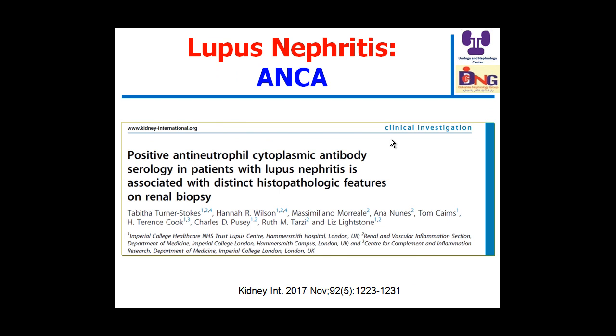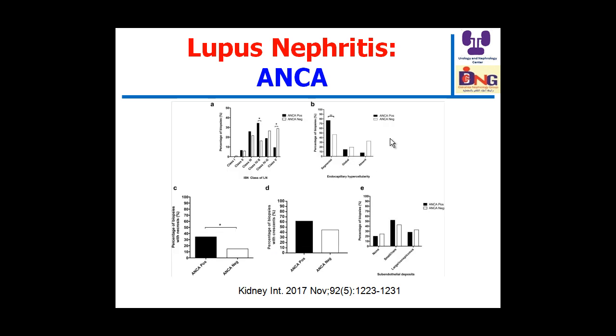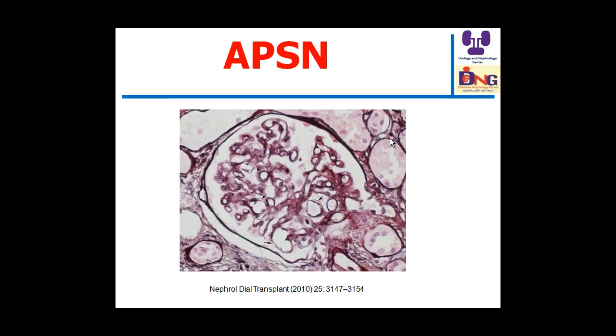Sometimes you can find positive anti-neutrophil cytoplasmic antibody in a patient with lupus nephritis. In this study, they showed that it may be correlated with aggressive histology like crescents and necrosis, so to put in mind.